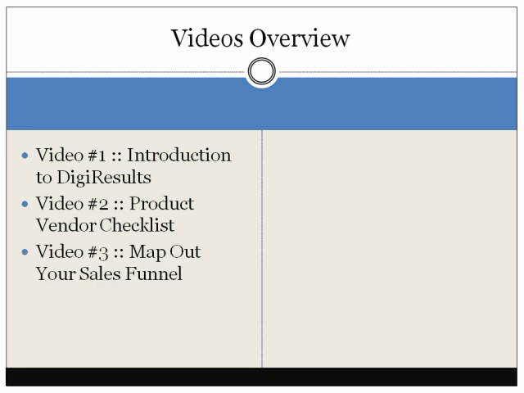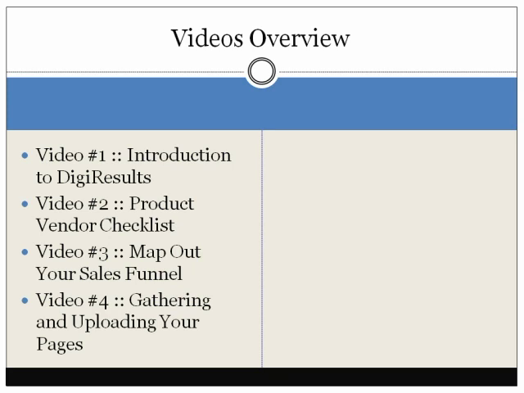I'll show you more about that in that specific video. Video number 3, it's important to map out your sales funnel. For example, your front-end product, your one-time offer, your back-end product, and things like that. If you know exactly what your sales funnel is going to look like, then implementation is going to be a lot easier.